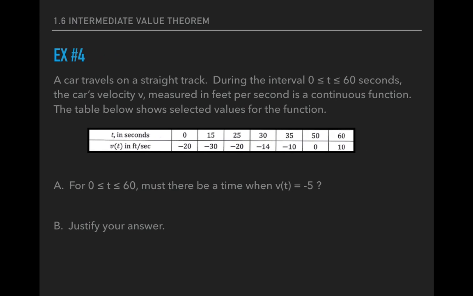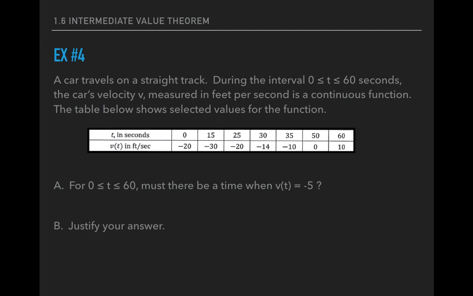All right, last one. Our final example. A car is traveling on a straight track. During the interval 0 to 60 seconds, that's the time, the car's velocity, which is v, measured in feet per second, is a continuous function. The table below shows values for your function. So what we're asked in part A is, for the interval beginning at 0 and going up to 60, must there be a time when v(t) is -5?